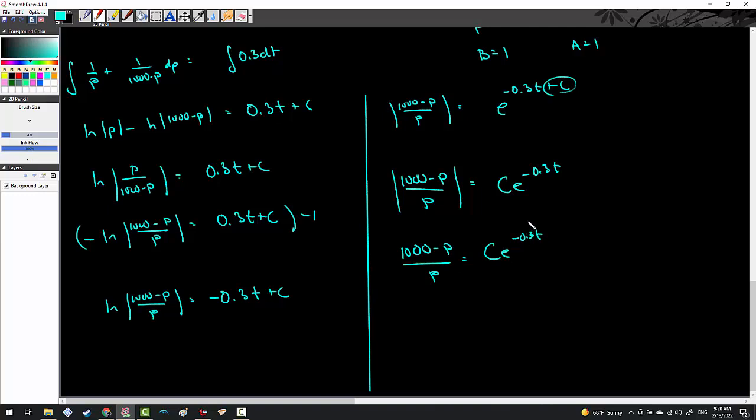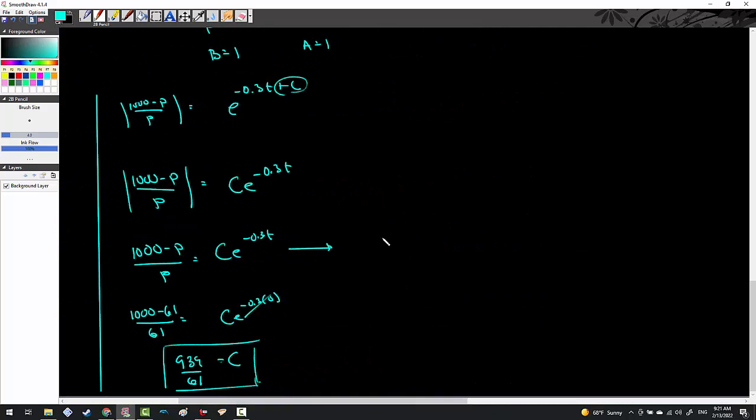Now, this would be a great place to pause and solve for c. So how do I do that? I'm going to do 1,000 minus 61 over 61 equals ce to the negative 0.3 times 0. That guy's going to go away. C equals 939 over 61. That's what c equals. So I'm going to punch that back into this version of the logistic equation.